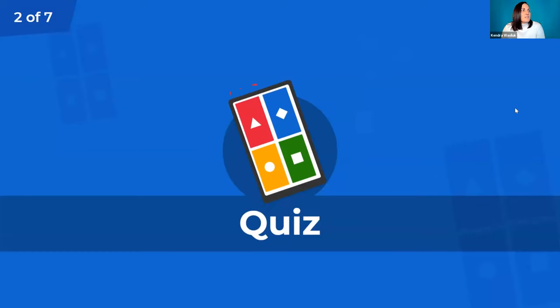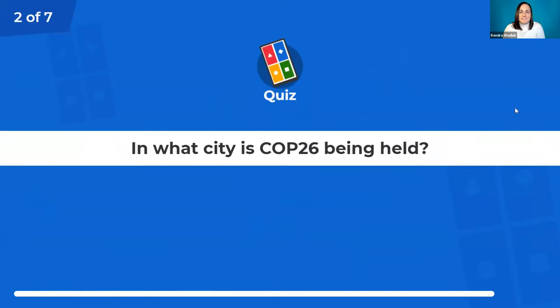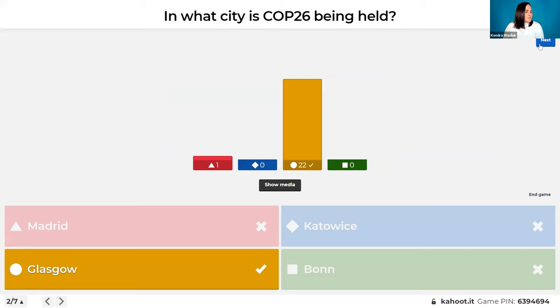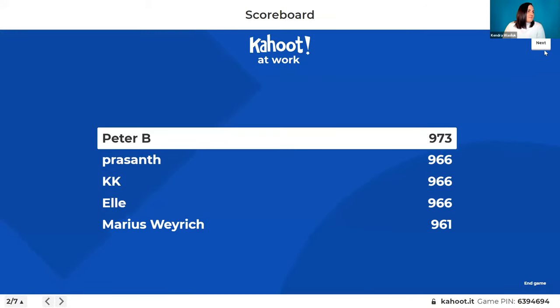Awesome. So next question, this is a quiz question. In what city is COP26 being held? So anybody should be able to pick the color. Eight seconds left. Glasgow, Madrid. And Madrid was last year, I think, the last one. Points, I'm not sure who Peter B is, but you're in the lead.